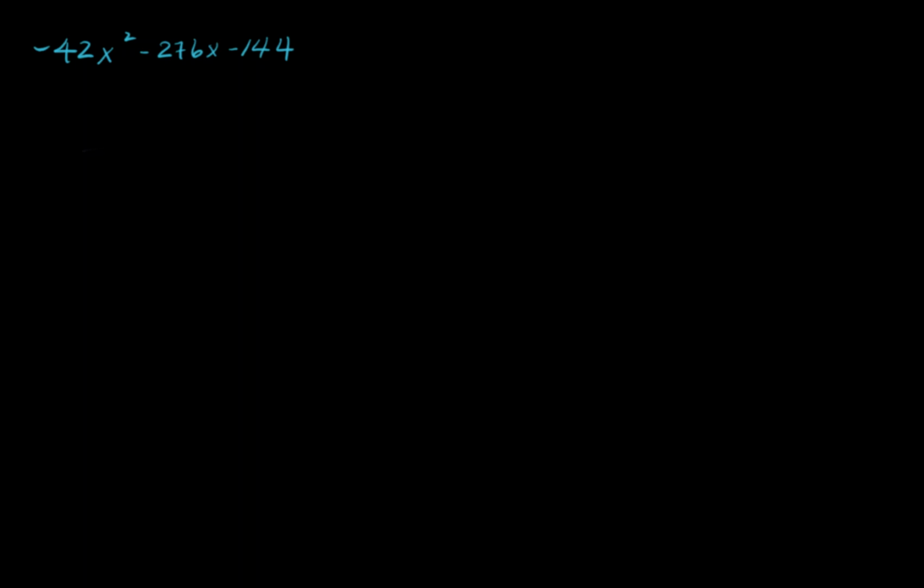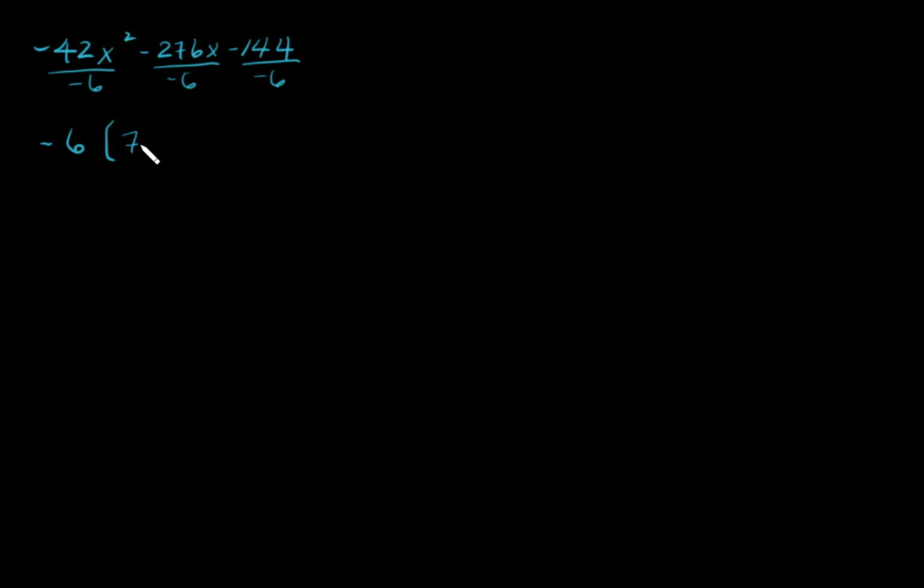So if you look at 42, 6 goes into 42 7 times. 6 goes into 276 46 times, and 6 goes into 144 24 times. But we also have a negative here, and we don't want that negative, so I'm going to take out a negative 6. Remember, when you're factoring something out, you're actually dividing all of the terms by whatever you're factoring out.